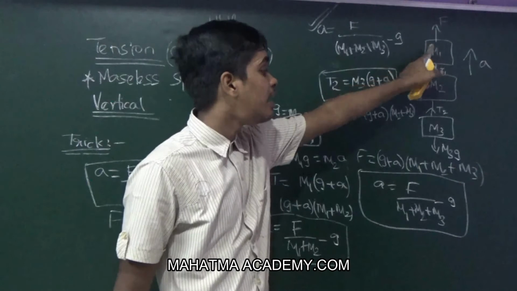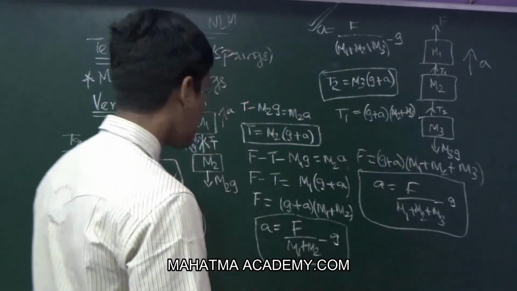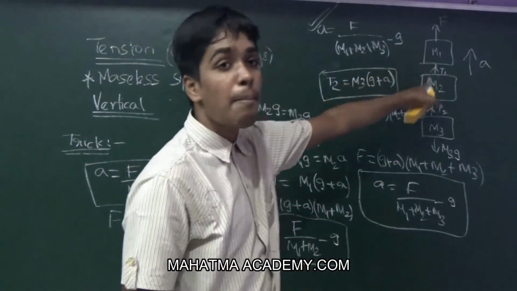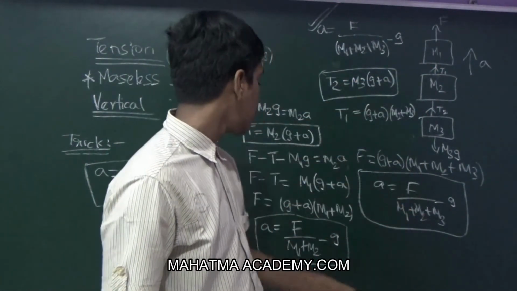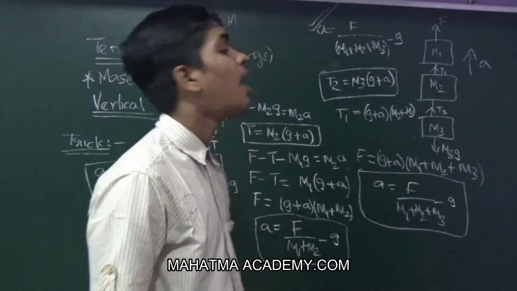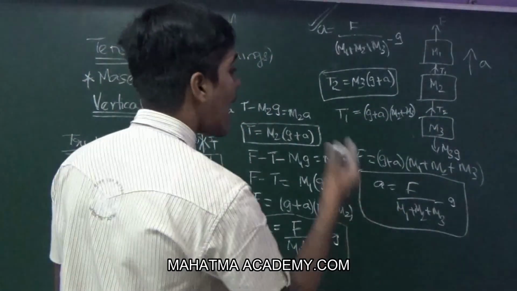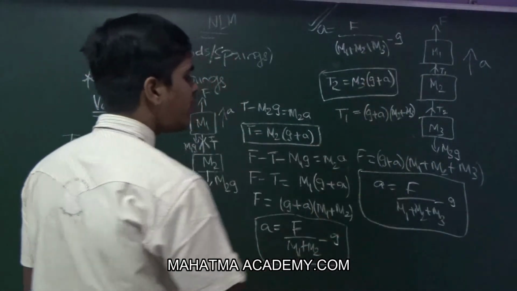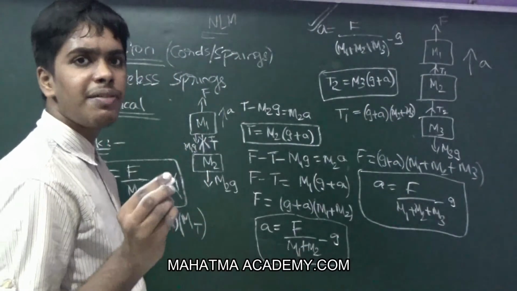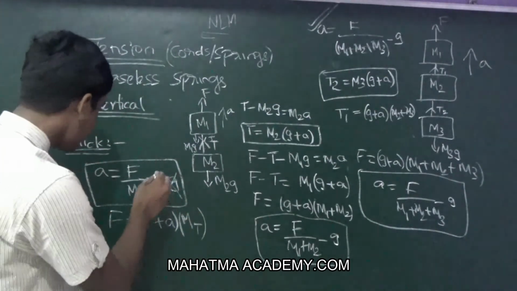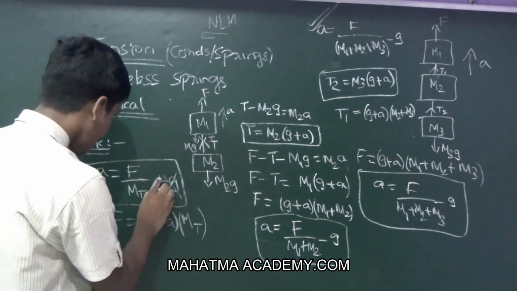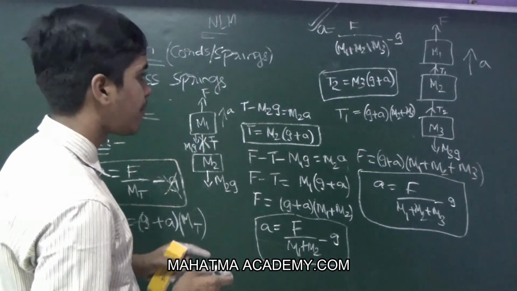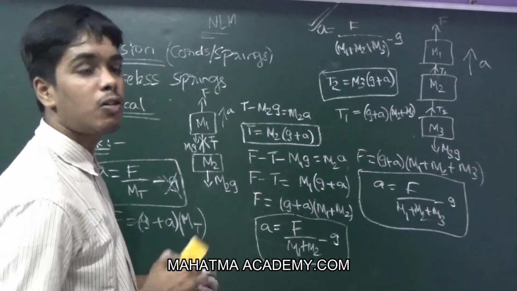Okay, for the third, now we want to get the acceleration as F upon (M1 plus M2 plus M3) minus G, because the weight is acting. If the body goes downwards, we want to keep the plus. We will see that one now.